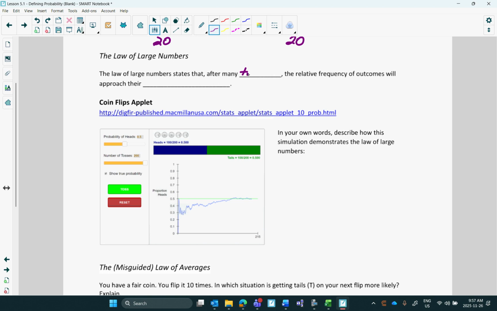After many trials, the relative frequency, or the percent or the proportion, will approach their actual probabilities.